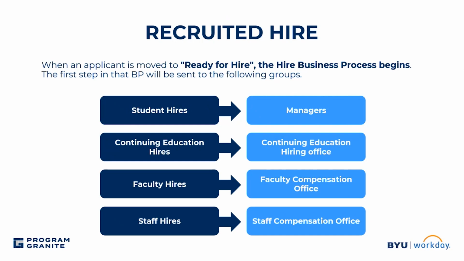With student hires, it's going to the manager. With continuing education, it goes to the continuing education hiring office. With faculty hires, it's going to the faculty compensation office. And then the staff compensation office, which I think is like the staff hiring office. Is that how you've referred to it currently? Do you refer to it as the staff hiring office? Molly, which group would this be today? What do you call it today?